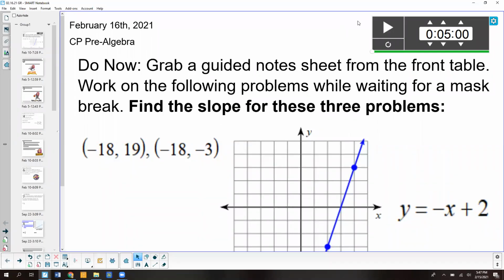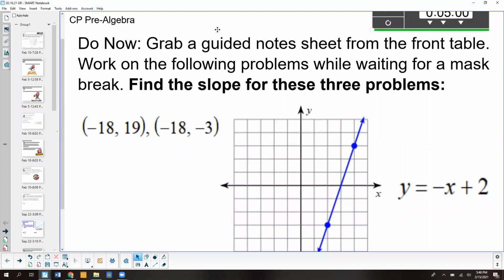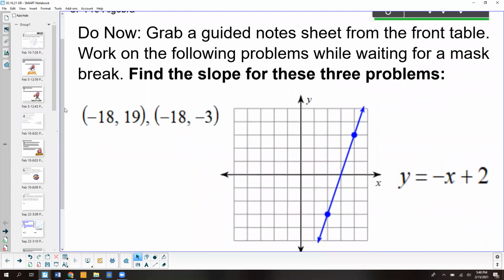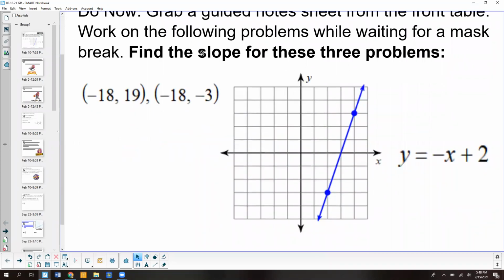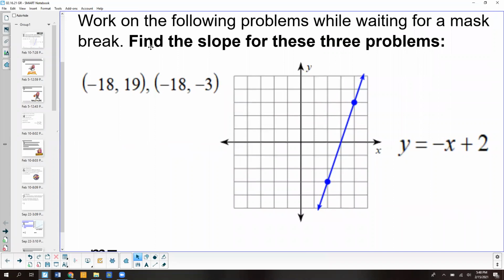I just wanted to go over what we normally would be doing today if we were at school. So we're going to start with our do now. Typically we'd have a guided note sheet, but you're just going to have to stick with me and get out a piece of notebook paper for this one. Work on the following problems while waiting for a math break. You guys don't have to have a math break because you're sitting at home.